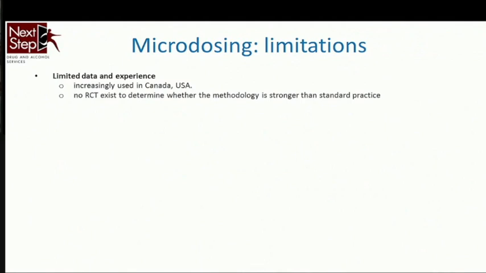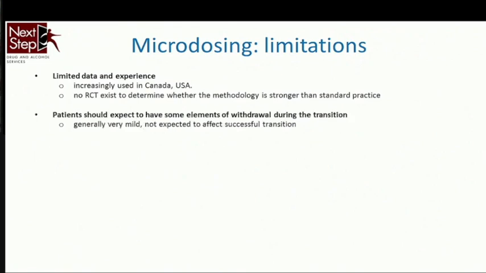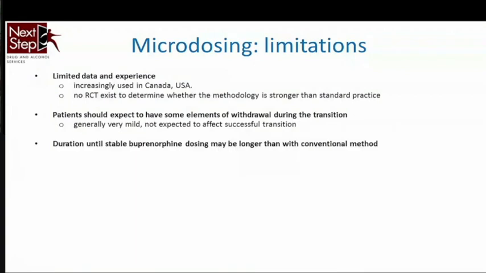As far as I know, there's no randomized control trial at present to determine methodology, or whether it's better than standard practice. Patients should expect to have some elements of withdrawal during the transition. Generally, it's very mild, but they need to expect that it's possible. The duration until stable buprenorphine dosing may take longer. Remember I mentioned 7 days, sometimes in some case reports up to 14. Generally, with the conventional method, you could potentially get patients up to therapeutic doses within 3 days. So this could take a little bit longer.